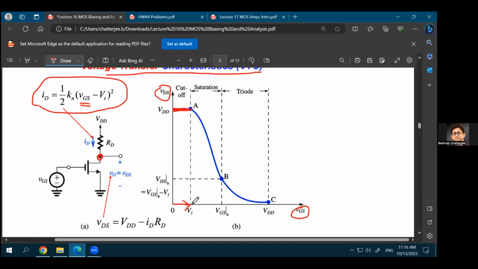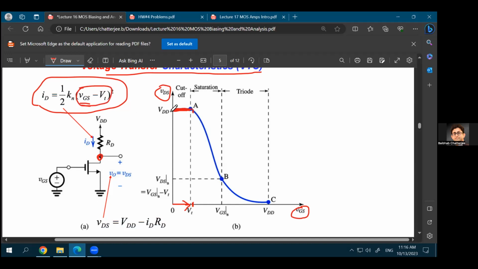So VGS minus VT will be a very small quantity at this point, right? VGS minus VT, or the overdrive, is very small at this point, because gate to source voltage is just higher than VT. The definition of overdrive is VGS minus VT. If your VT is 0.7 volts and if your VGS is 0.71 volts, then you are just 10 millivolts above your threshold voltage, right? So your VGS minus VT, or the overdrive, is very small at this point.